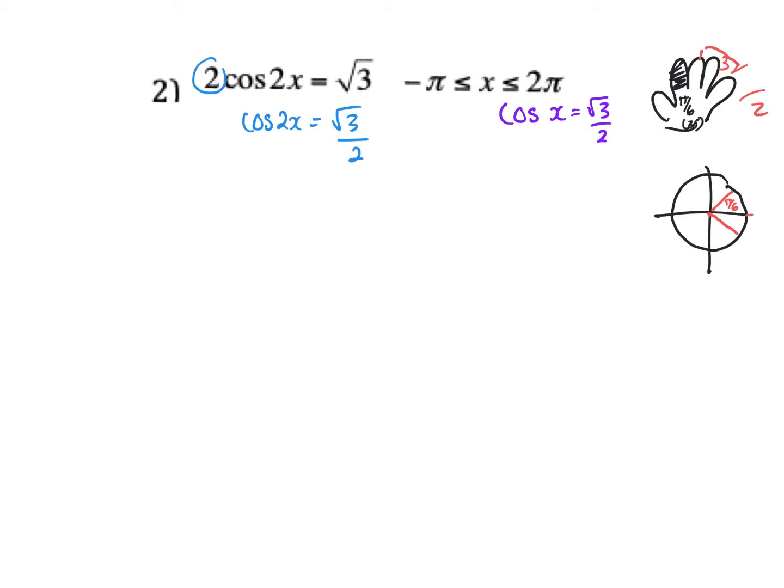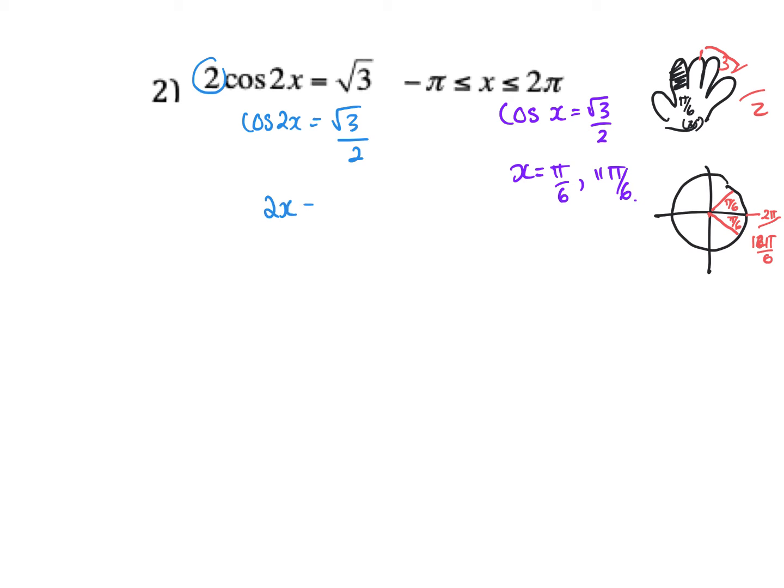So if you go one lap, it's 2 pi, or we could write 2 pi as 12 pi on 6. And because we're a little bit short of that, it's actually 11 pi on 6. So we can say cos x equals root 3 on 2 when x is pi on 6 or 11 pi on 6. Okay, so we do that over here.